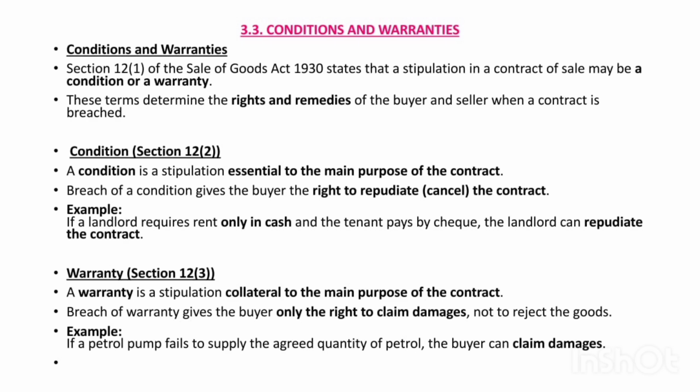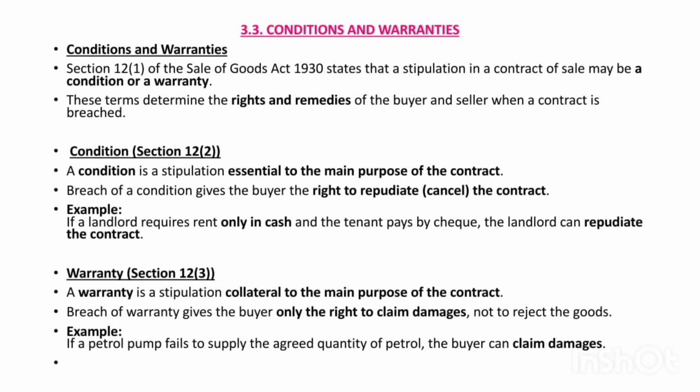Let's move on to the next subchapter, that is the third subchapter, conditions and warranties. This comes under section 12 of the Sale of Goods Act 1930. It states that a stipulation in a contract of sale may be a condition or a warranty. Stipulation means any term or promise in the contract, but not all terms are equal. Some are important, some are less important. These terms determine the rights and remedies of the buyer and seller when the contract is breached. Breach means breaking the promise.